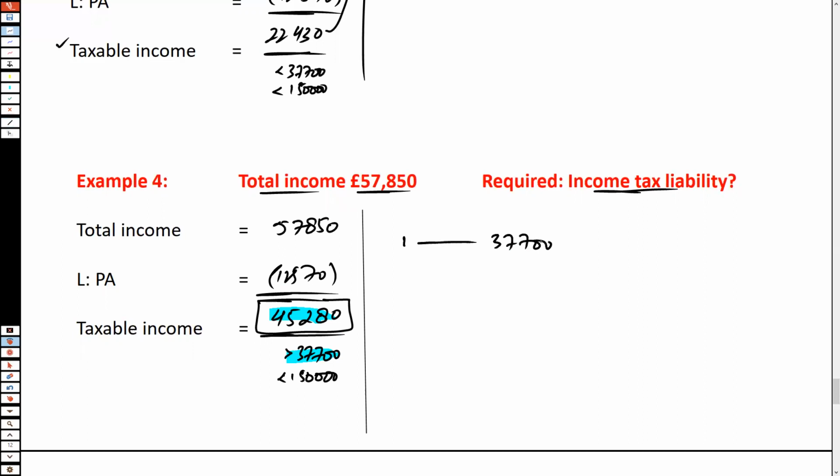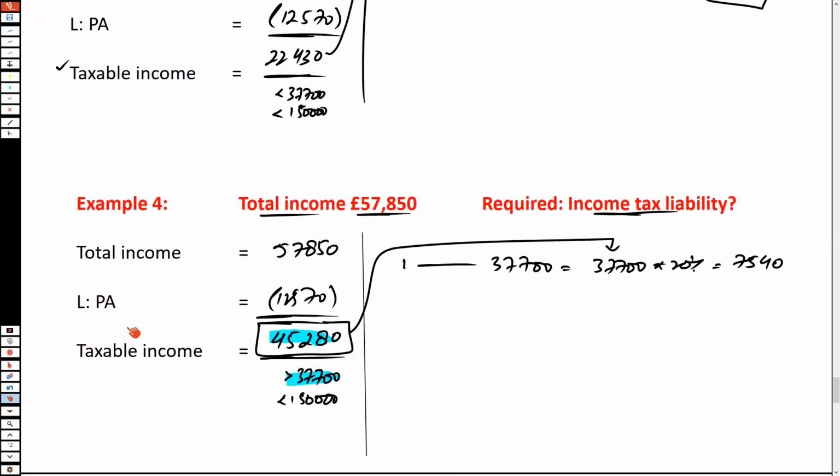For the first 37,700, from this amount, to this extent, 37,700 will be taxed at the basic rate of 20%. Tax liability is calculated as 7,540. Thereafter, how much amount is exceeding from 37,701 to 150,000, which amount is here from 45,280, the initial amount of 37,700.